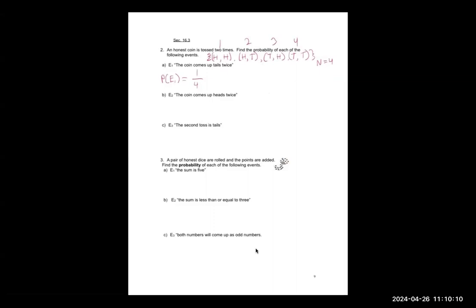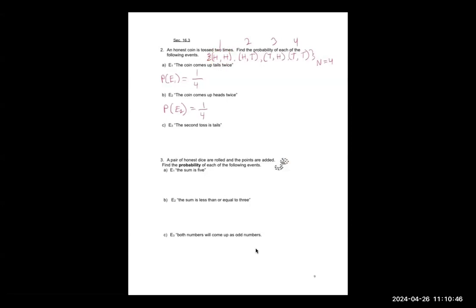The coin comes up heads twice. Okay, so that's going to be very simple, right? It's very similar to the first one. There's only one outcome where the heads comes out twice. So I'm going to say the probability of event two, E2, is equal to one out of four as well. It's the same as above because there's only one out of the four outcomes that has two heads.